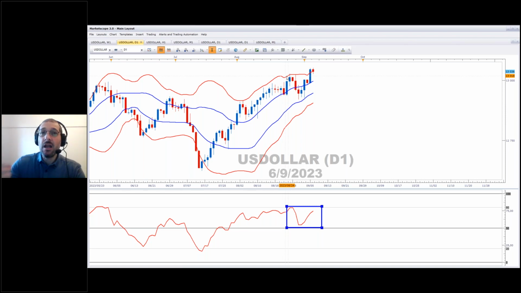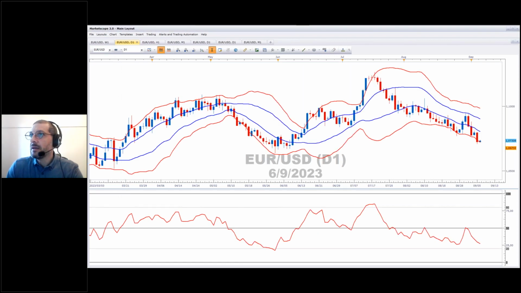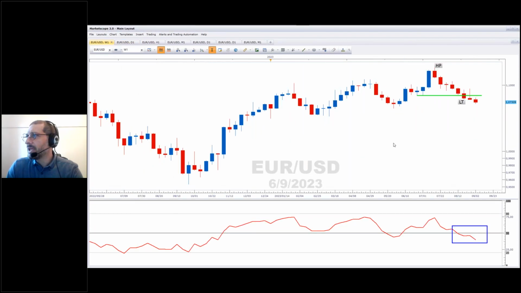But if the dollar is showing some sort of potential, let's take a look, say, at euro and pound, and see if there are any potential signals there. Let's go through to euro US dollar. Start with the weekly.